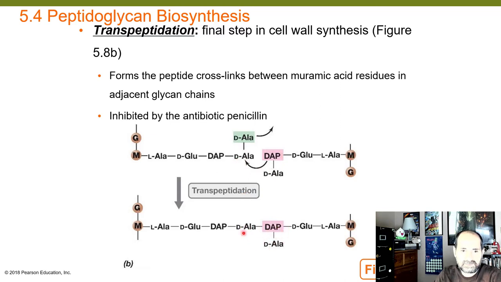Here it's a direct linkage, so you can tell it's a gram-negative interaction, a gram-negative peptide bond formation.